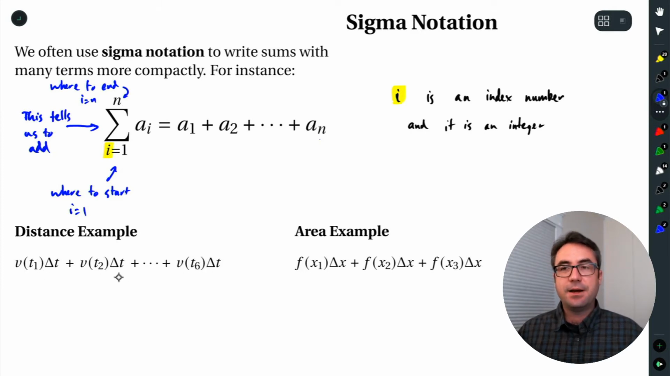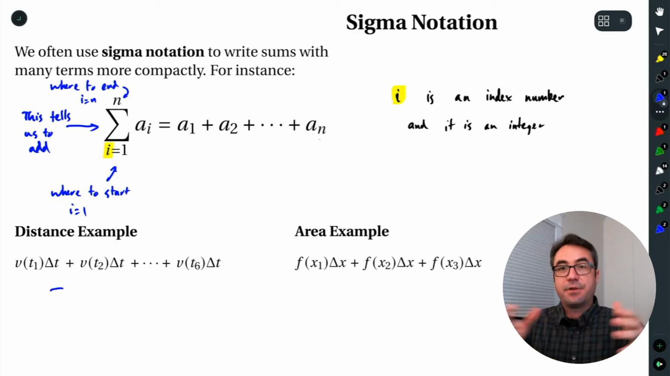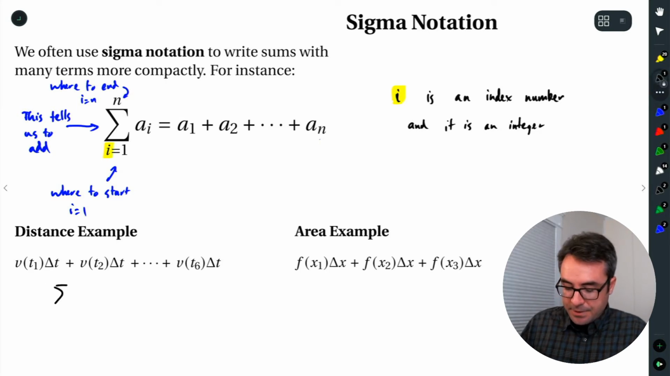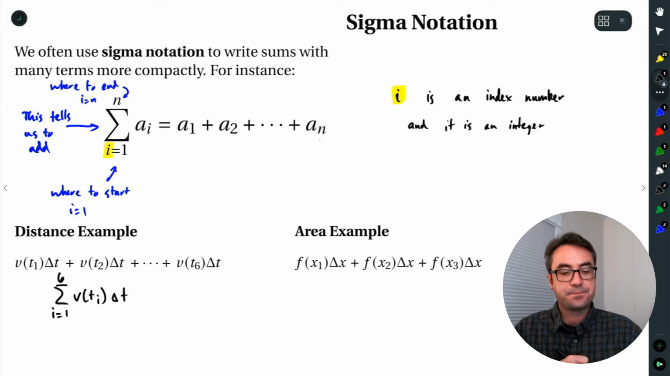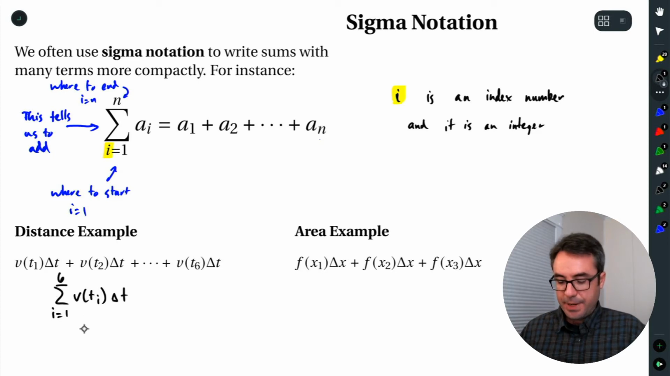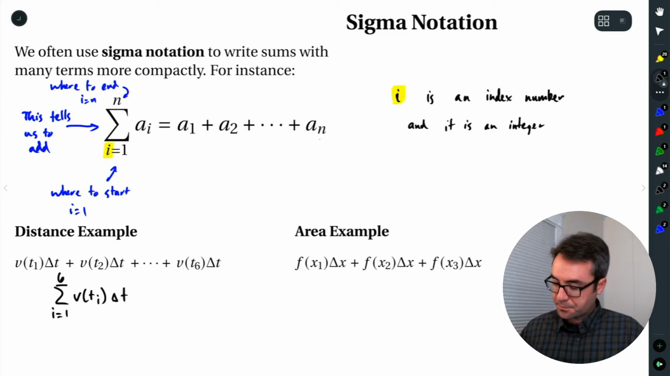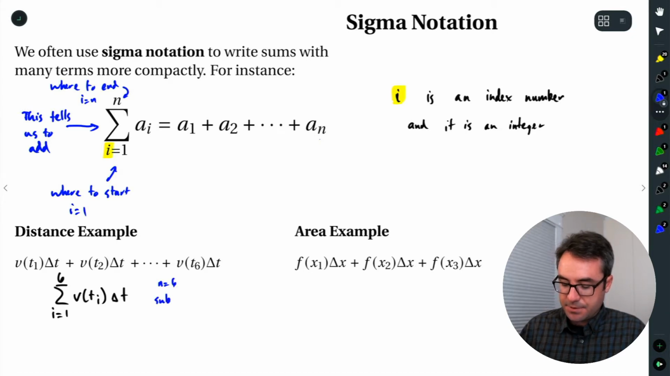A way to write this out that's a little bit more compact, so we don't have to put these dots here or have a really long line of everything written out, is to write this as the sum from i equals 1 to 6 of the velocity at time t sub i times delta t. This just gives us a more compact form. And this is where we used n equal to 6 subintervals.